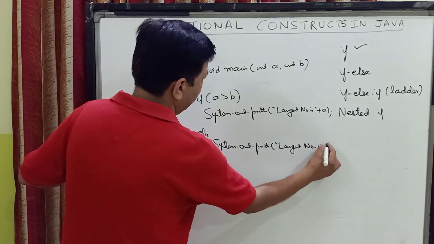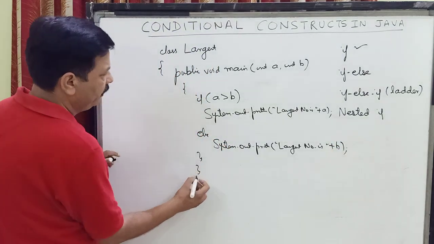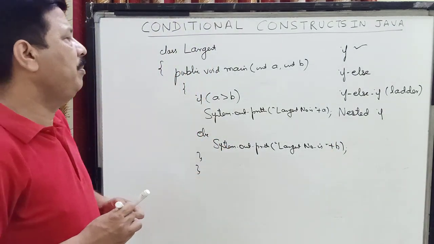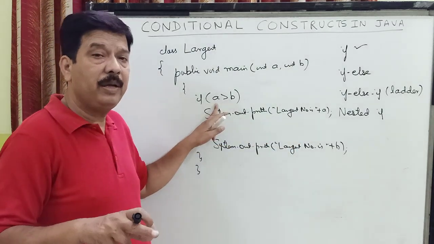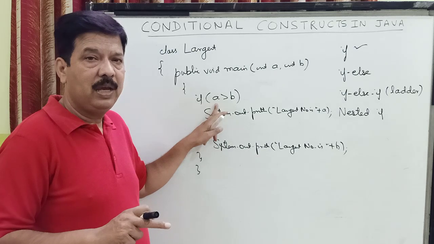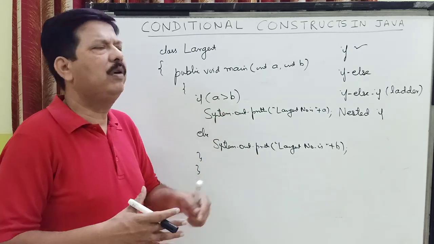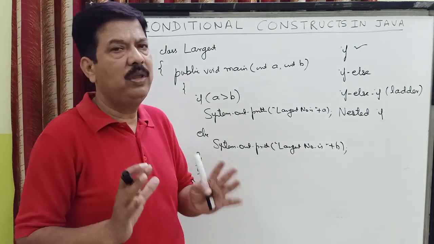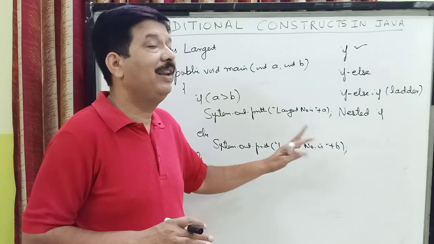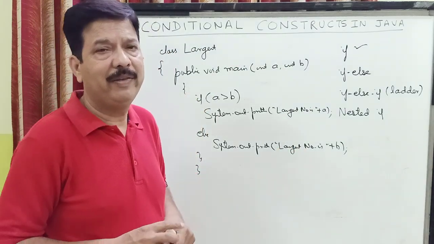largest number is B. So children, here we can say that if A is greater than B, then A will get printed. And if A is less than B or equal to B, then B gets printed. So out of these two numbers, the largest number will be printed, and if both the numbers are the same, then also B will get printed. So children, this is a simple example of if else.